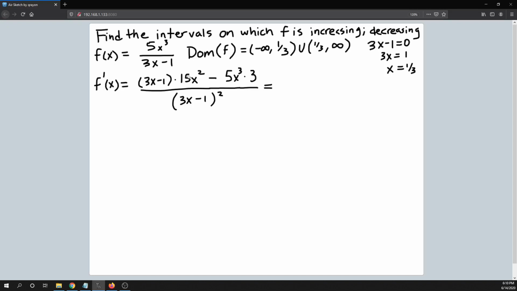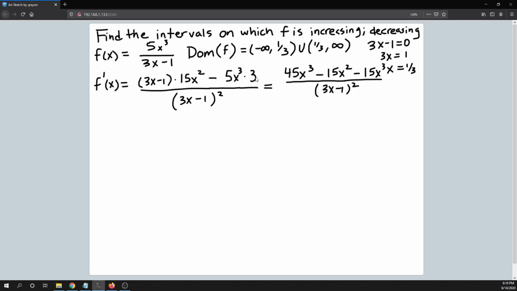All right, so I'm going to take and distribute this 15x squared through the parentheses. So I get 45x cubed. Right, that's 15x squared times this 3x minus 15x squared. And then minus 15x cubed. And that's going to be all over three x minus 1 quantity squared.